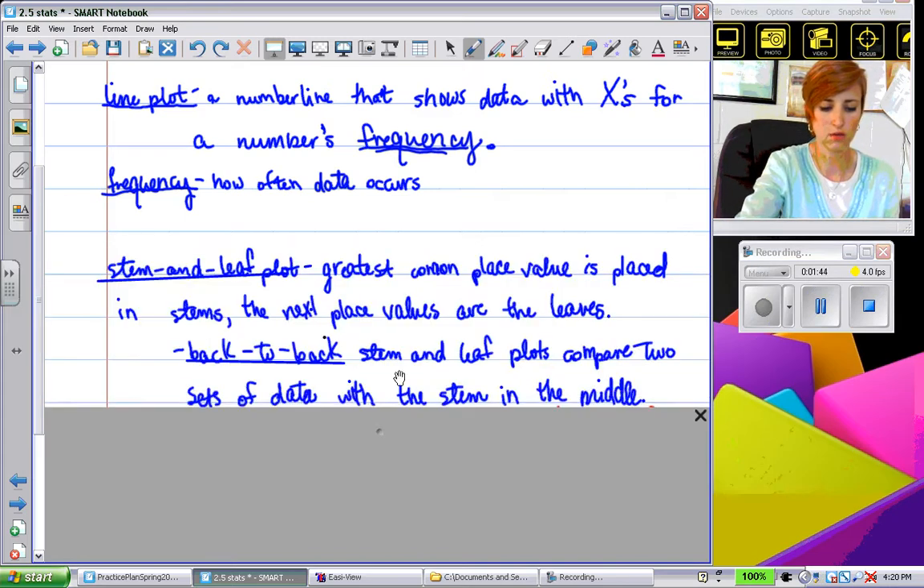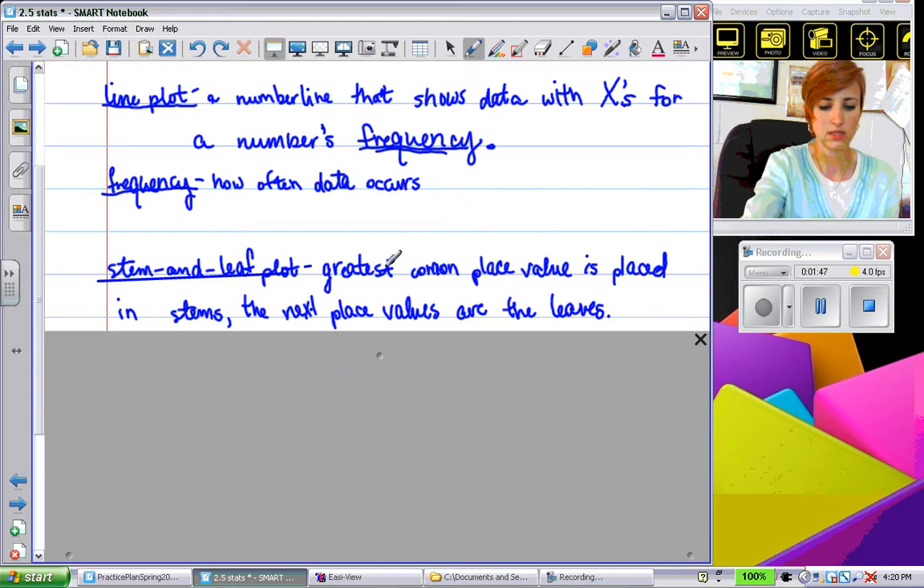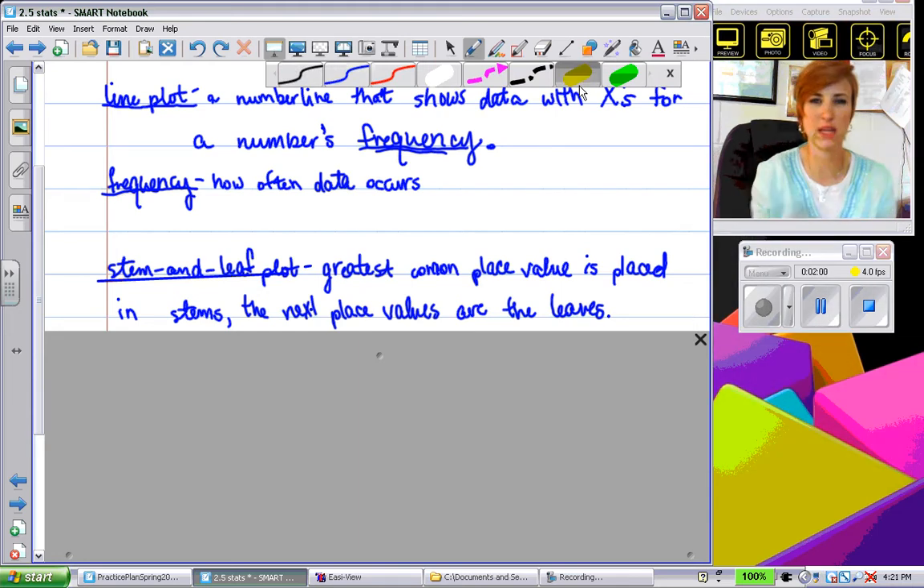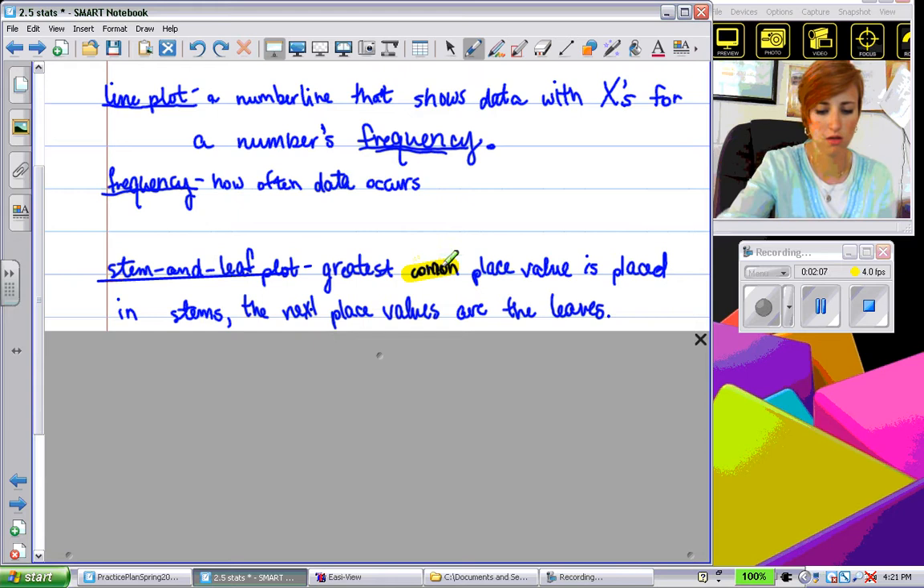Alright, so we have our stem and leaf plot, and it says greatest common place value is placed in stems, and next to place values are leaves. I know that sounds a little weird right now, but when we get into an example, you'll see it. The big thing to remember is that greatest common place value. Common means it's throughout. It's what the majority of them have. And the place value means tens, hundreds, thousands.